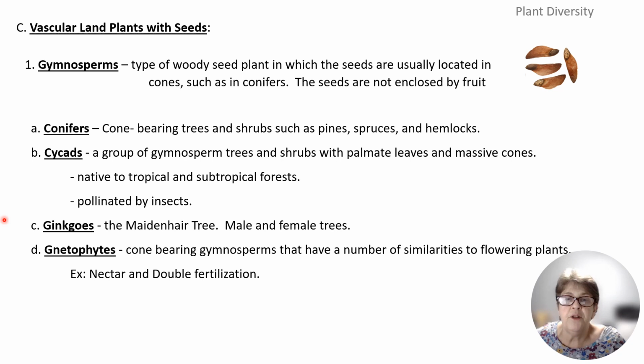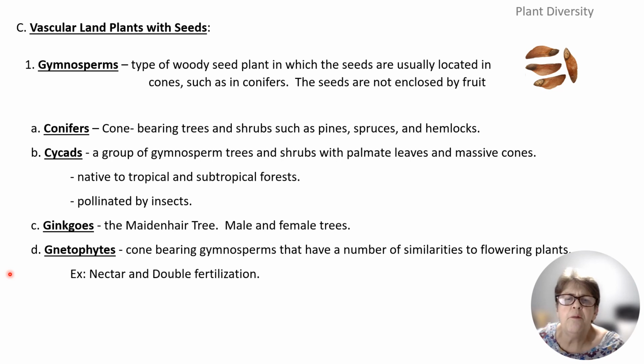And we have a lot of pine trees around here, so you've probably seen a whole lot. The cycads are a group of gymnosperm trees and shrubs that have palmate leaves. They have massive cones. They're native to tropical and subtropical forests, and they're pollinated by insects instead of just by wind or by birds and bees. The ginkgo is called the maidenhair tree, and we have ginkgos here, but we only have male ginkgos. Ginkgos have both male and female trees, and all the ginkgos here were brought here.